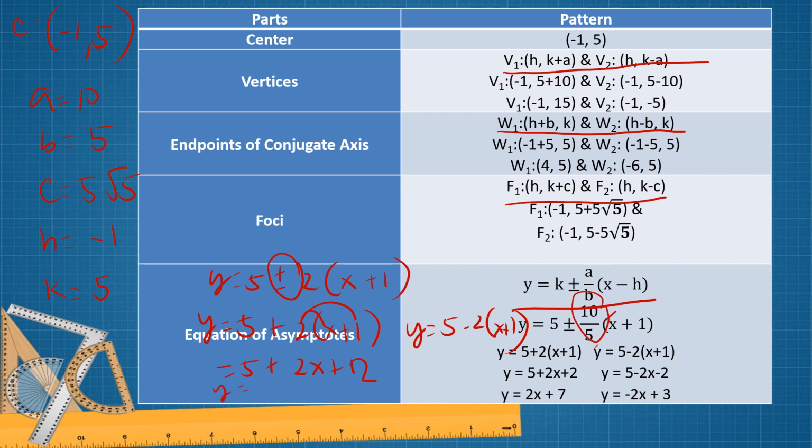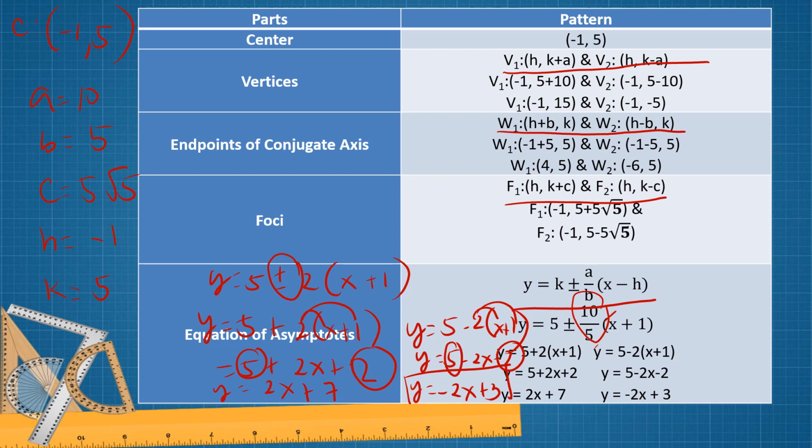So therefore, y is equal to 2x plus 7. Because 5 and 2 are both constant terms, therefore we can add 5 and 2. On the other hand, we're going to distribute -2 inside the parentheses, so it will become 5 minus 2x minus 2. Since 5 and -2 are both constant terms, it implies that it will become y equals -2x plus 3.